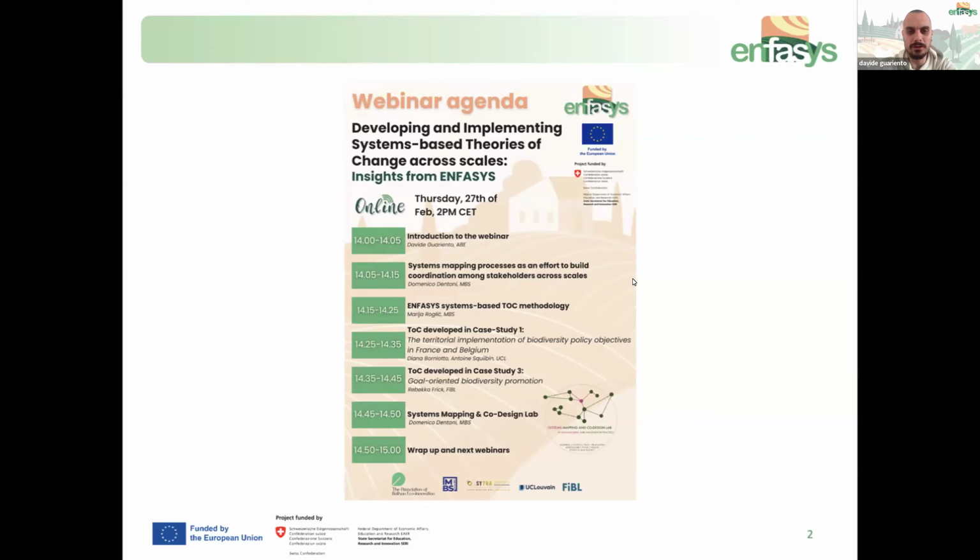presentations, one from Domenico Dentoni on the systems mapping processes as an effort to build coordination among stakeholders across scales, and the second one from Maria Roglic about ENFASYS systems-based TOC methodology. Then we will go into 2 more experience-based presentations from 2 case studies of the ENFASYS project. One from France and Belgium that will be presented by Antoine, and one from Switzerland that will be presented by Rebecca. And finally, we will have a short presentation on system mapping and a co-design lab, again from Domenico. We will then wrap up and give you a few insights about the next dissemination activities of the project.